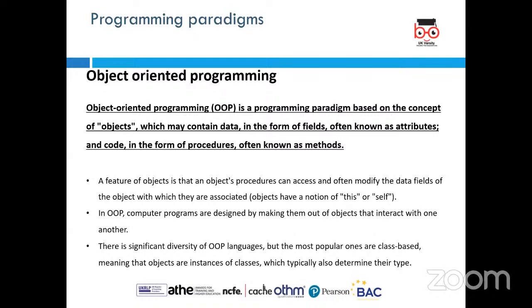A feature of objects is that the object's producer can access, and often modify, the data fields of the object with which they are associated. So once we look into our API, our program interface, we need to structure it in a way that makes it easier for us to retrieve this data and work with it. That's why object-oriented programming comes in, to structure all our data so that it is easy to work with.